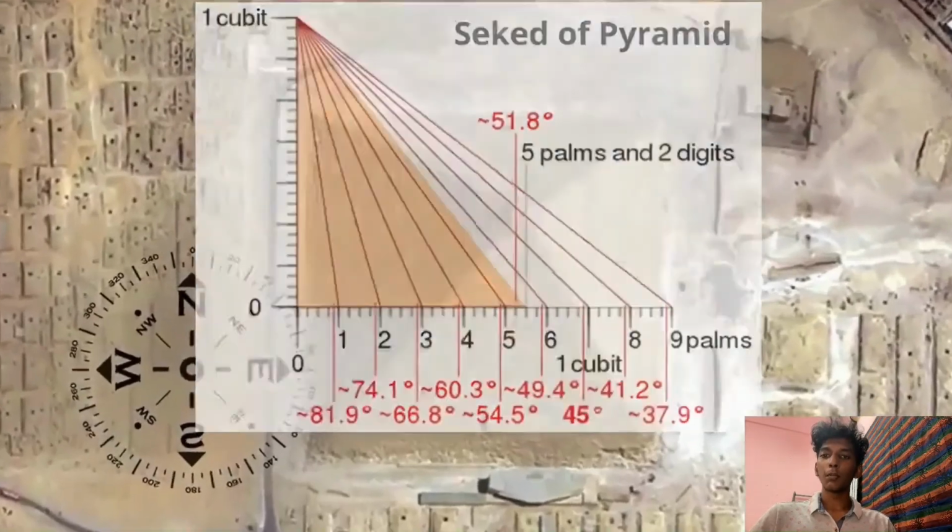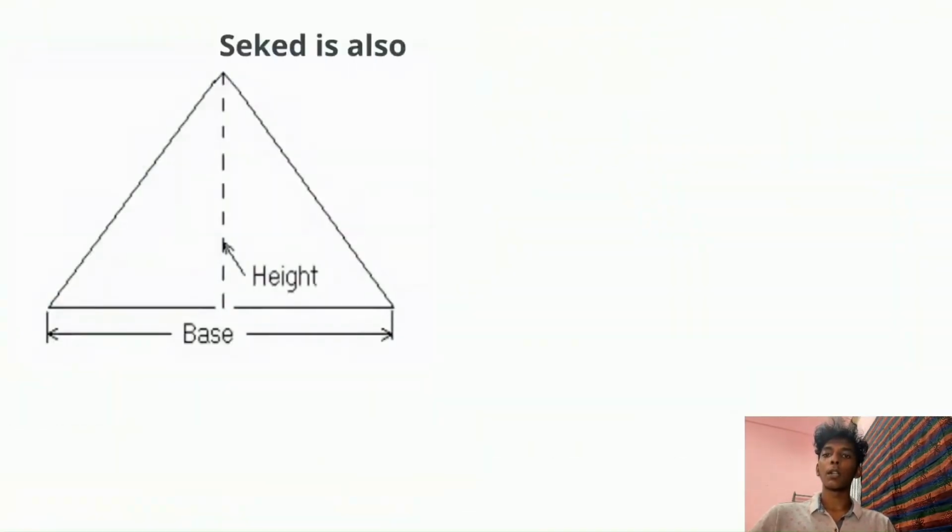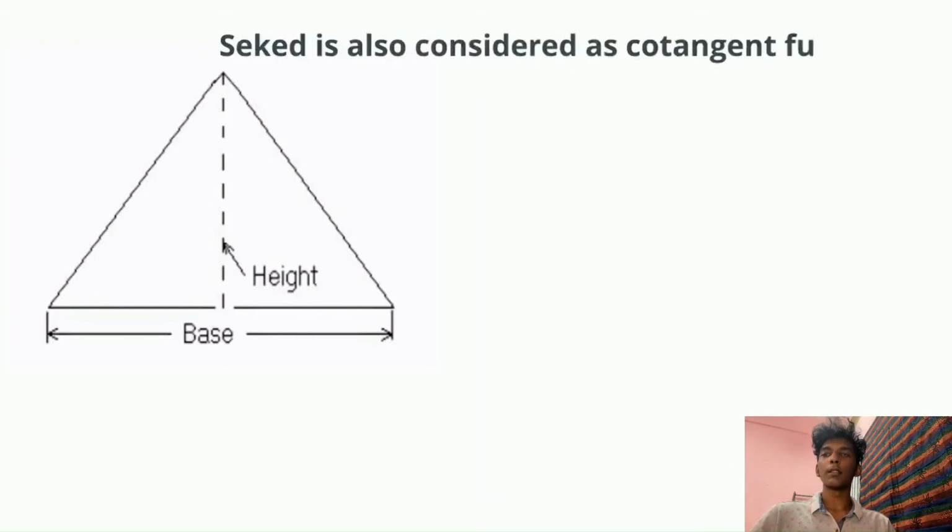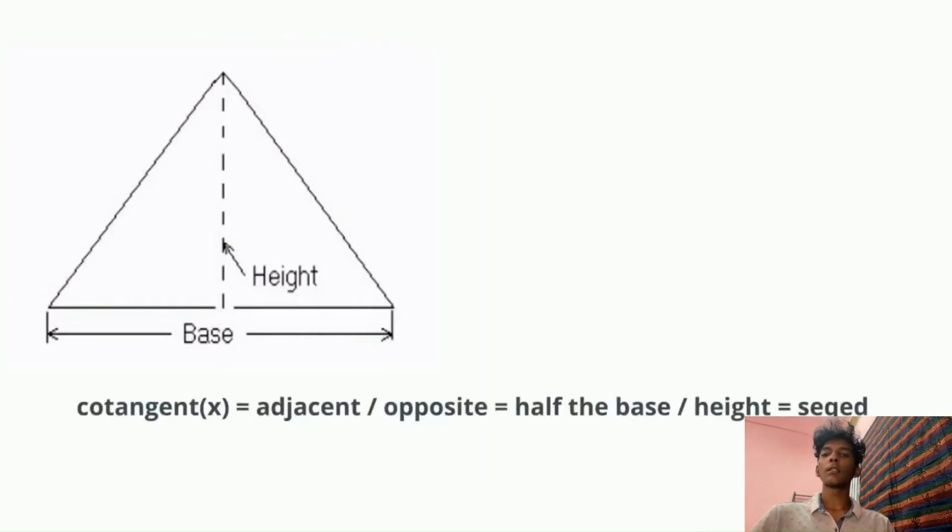The seked of a pyramid is also known as cotangent. Cotangent is the adjacent over opposite of a triangle.